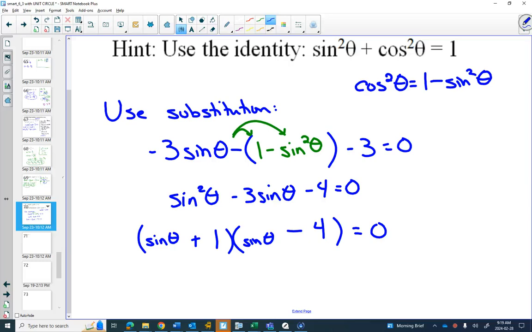Question? How did you get sine squared? How did I get sine squared here? I got it from the green part. Inside was a negative sine squared, but it got multiplied by the negative out front, becoming positive sine squared. And I wrote that sine squared theta first so that it would be ready for factoring.